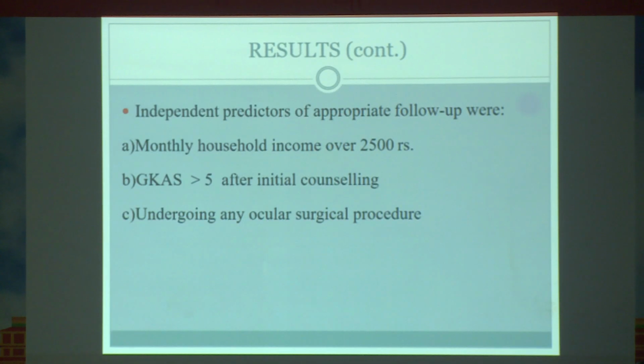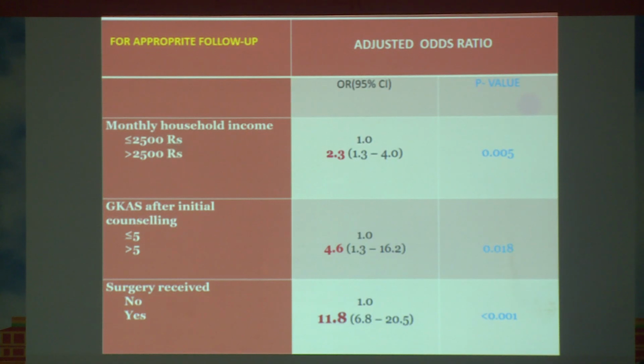Some other factors: if the household income was less than 2,500 rupees, the follow-up was less. Patients with a GCAS score of more than 5, and those undergoing any ocular surgeries, had better follow-up. So these were our results.